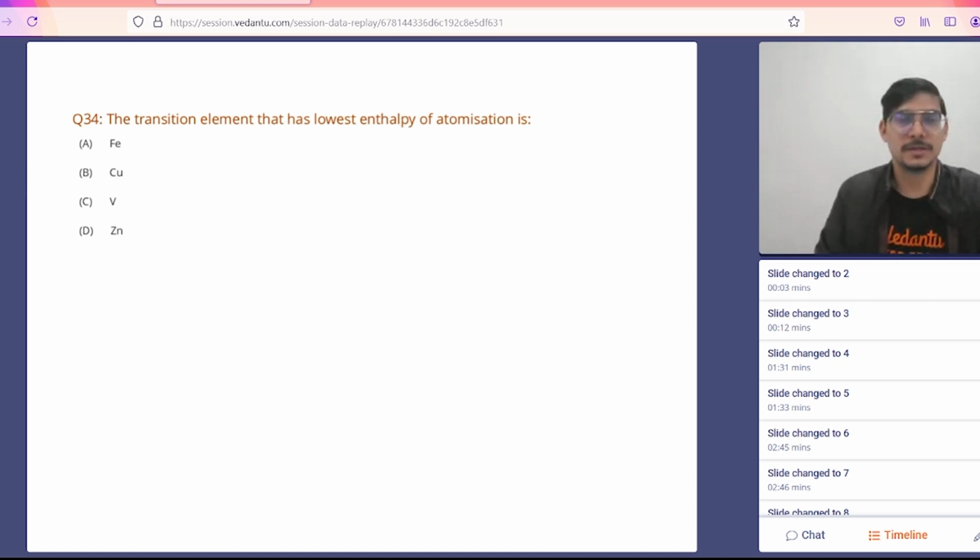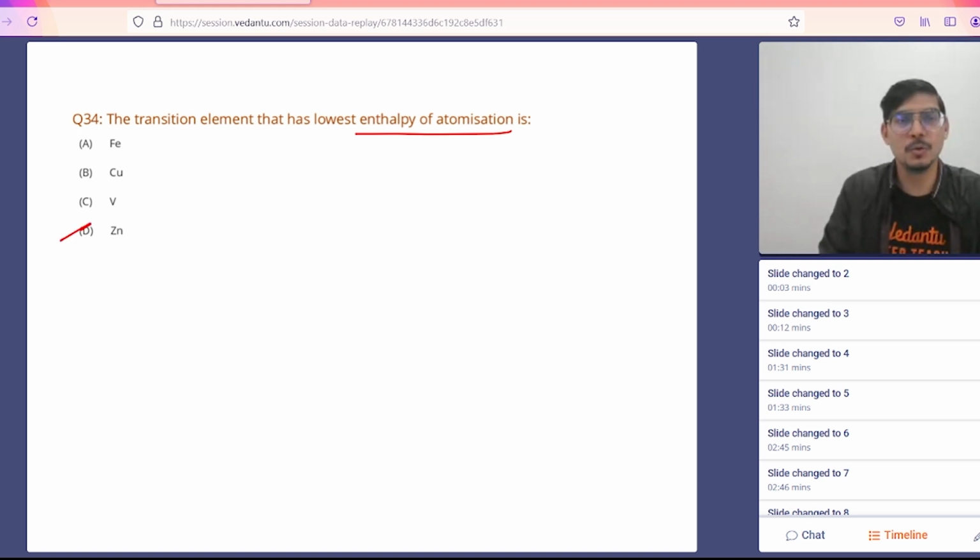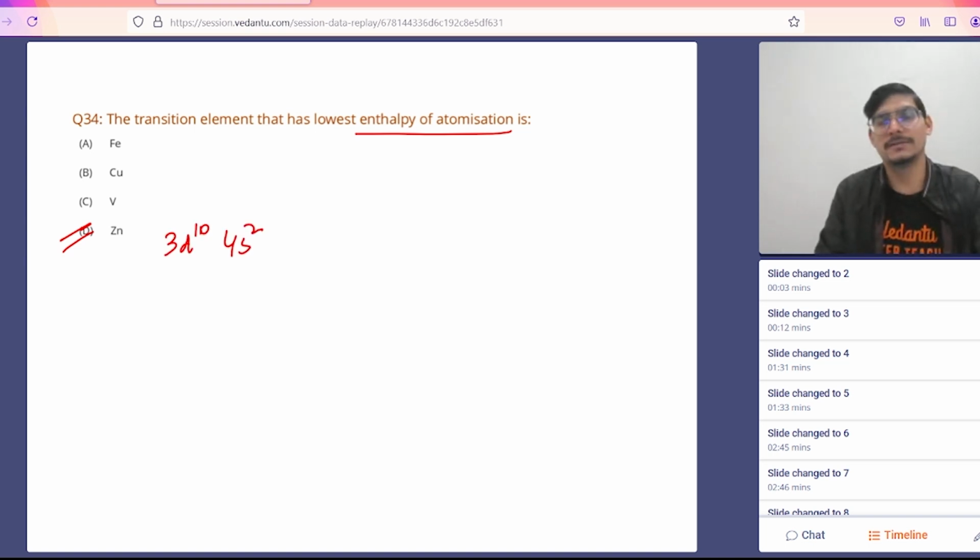Moving to the next question, the transition element that has the lowest value of enthalpy of atomization. So enthalpy of atomization is basically the energy required to separate the atoms of a substance into gaseous phase, and this enthalpy is roughly proportional to the number of valence electrons that participate in bonding, in this case metallic bonding. Because in zinc there is no unpaired electron, it has the configuration of 3d10 4s2, so the participation by the valence electrons in metallic bonding is very less. As a result, enthalpy of atomization is also low.